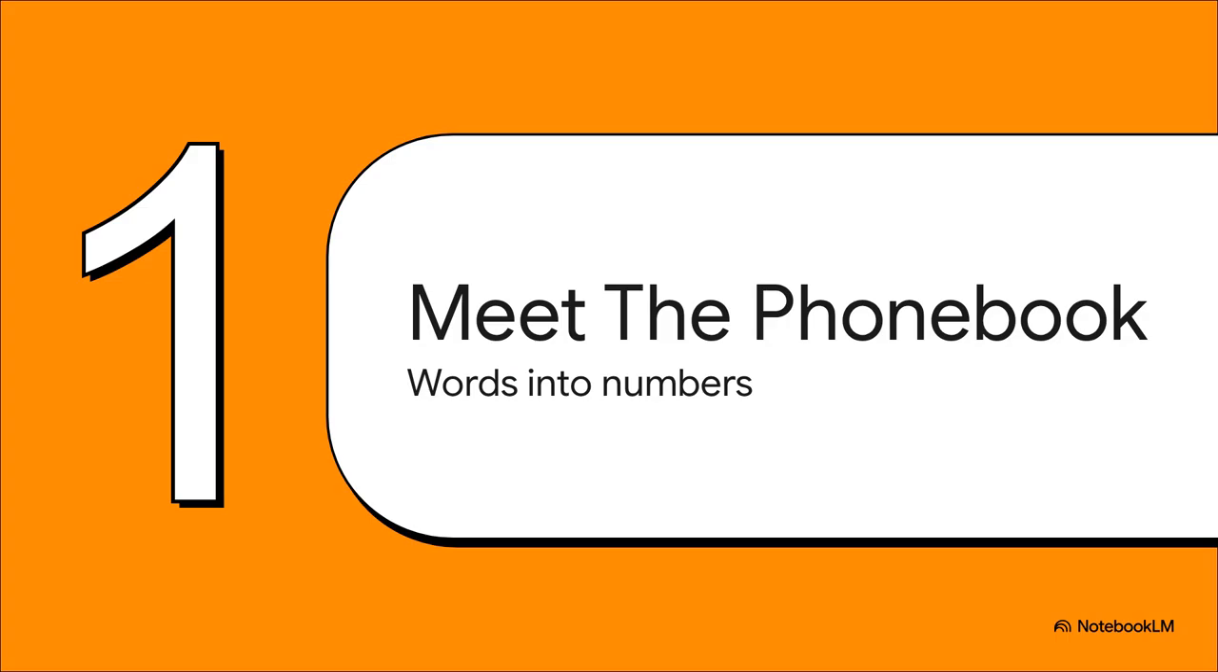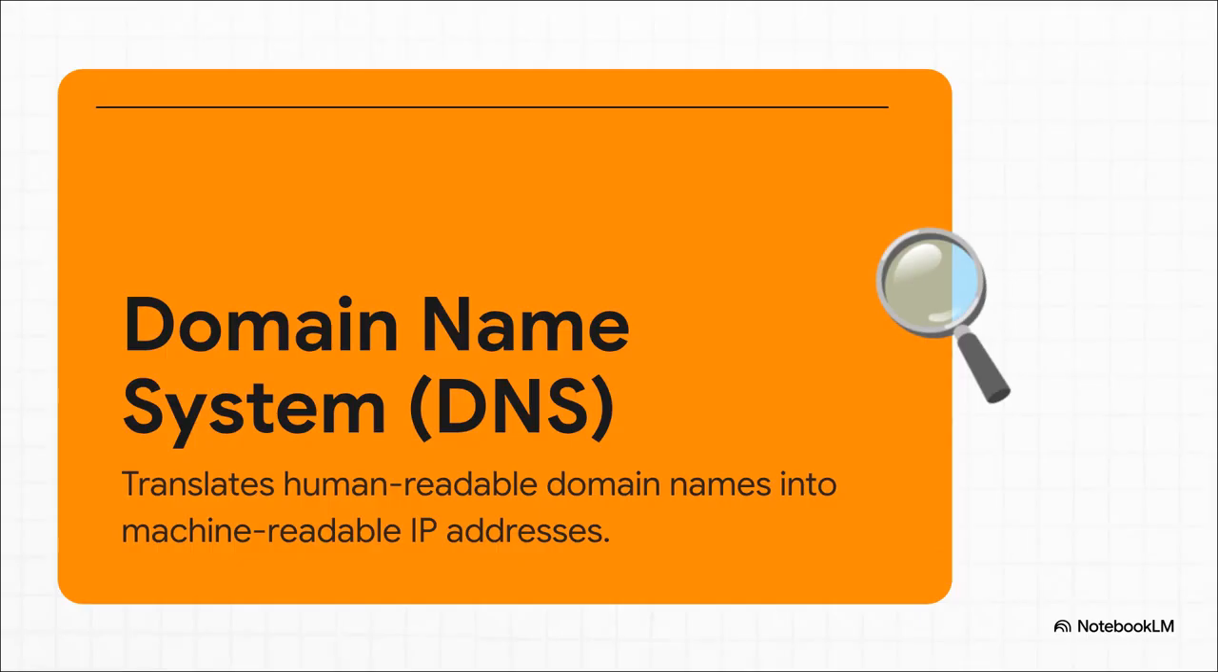Meet the internet's phone book, translating words into numbers. So, at its core, the domain name system is this massive, hierarchical, and distributed system. Its main job? Translating human-readable domain names into machine-readable IP addresses. It's basically the internet's master translator, typically operating over UDP port 53. And a key detail here, it is completely distributed globally. Why? Well, so it doesn't just crash under the sheer weight of billions of daily requests.